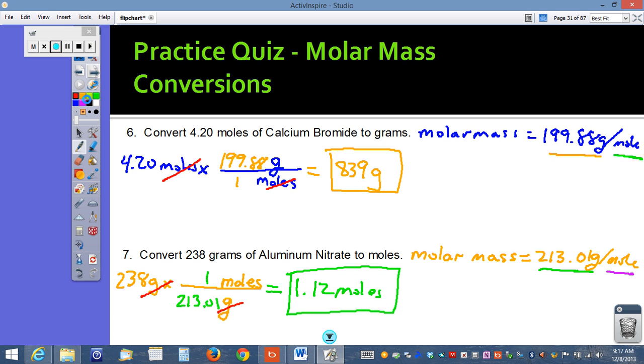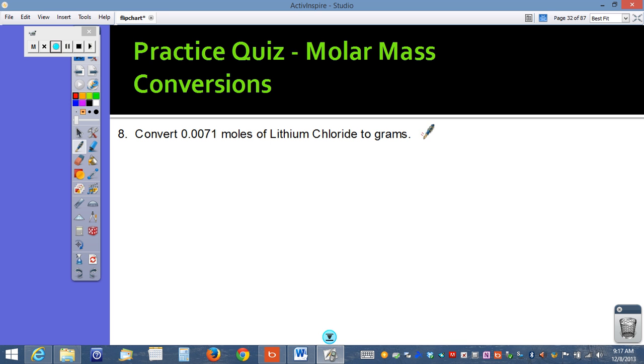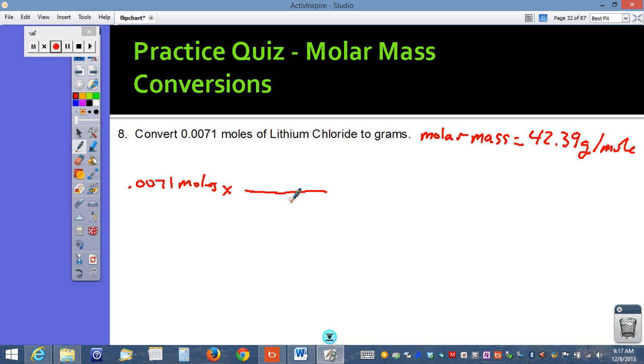Let's try another problem of the same type. Looking at the top, our molar mass, which we had already calculated in the section 1 through 4, was 42.39 grams per mole. We're going to start with a given. Then we're going to use the conversion factor of molar mass. Whatever this unit is has to come down, and the rest of it goes on the top. That way moles can cancel.